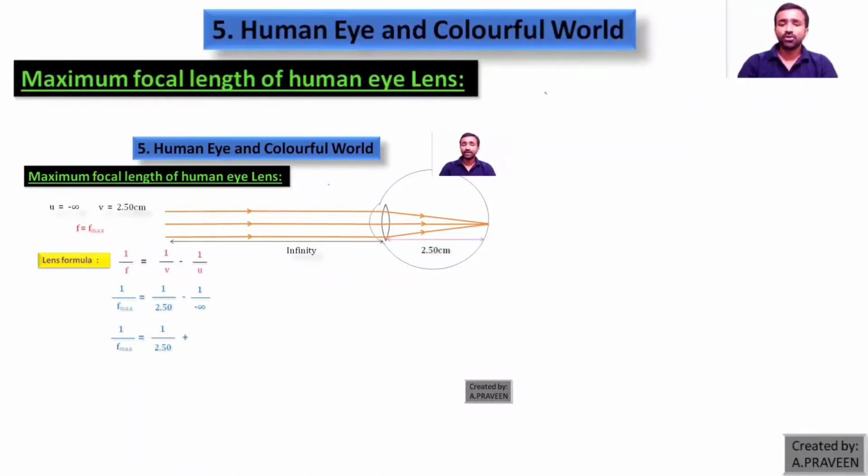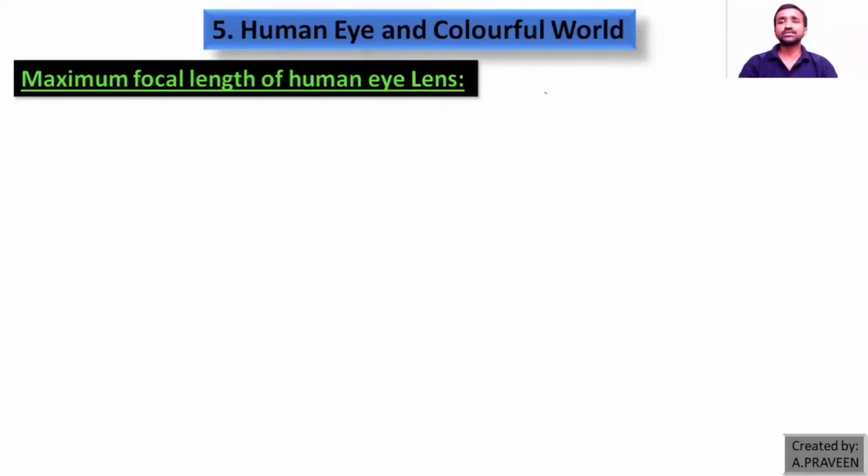Here, the maximum focal length of the eye lens will be adjusted by the ciliary muscles. If you observe an object which is placed very far from you, we can consider it as infinity. A healthy person can see an object up to a long distance, which we can consider as infinity here. So what happens when the object is placed at infinity distance from you? We can observe that clearly in the diagram.